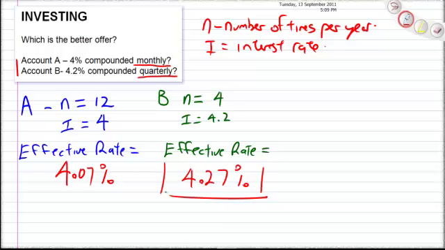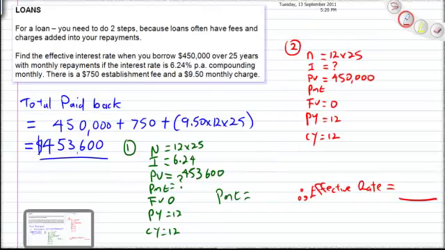Now they have to advertise the effective rate when you actually take a loan out and things like that, or invest money. It's always written in small print. Let's have a look at what happens if you've got a loan.